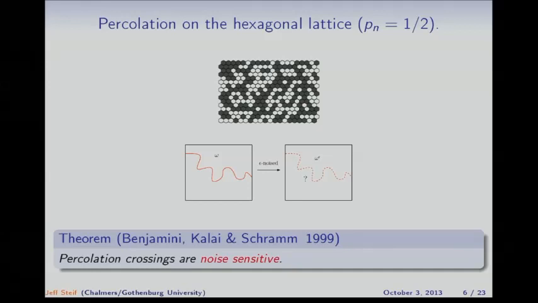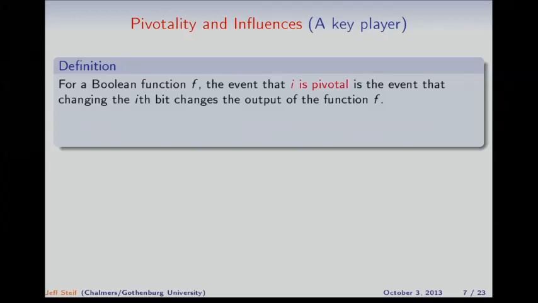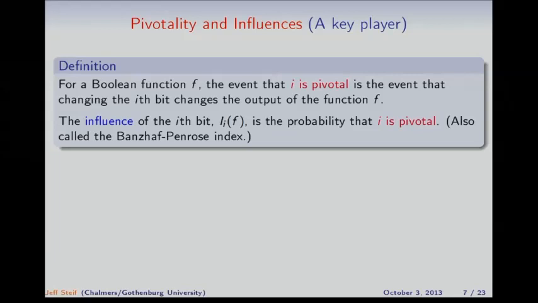So one of the concepts that comes up if you're interested in noise sensitivity, another concept about Boolean functions which has already arisen in a number of talks here, is the notion of influences. So that plays a key role here. So we have pivotality and influence. As you've probably all seen, for a Boolean function f, the event that i is pivotal is simply the event that if you were to change the ith bit, then the output of the function changes its value. If that happens, we say i is pivotal. And the probability that i is pivotal is what we call the influence. The influence of the ith bit, I_i, is the probability that i is pivotal.